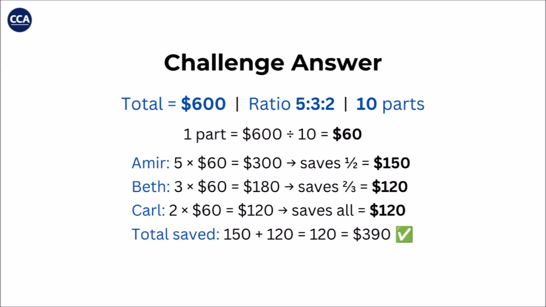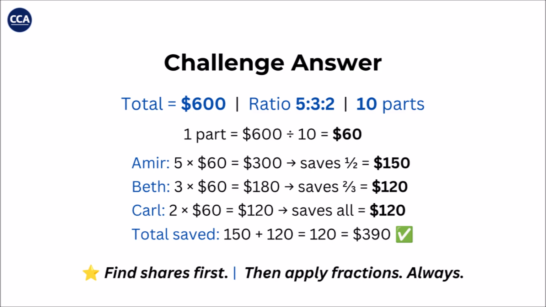Correct. The key to this type of problem is always the same. Find individual shares first, using the ratio. Then apply each person's saving fraction separately. Never add the fractions together before finding the shares. Always find shares first, then apply fractions.